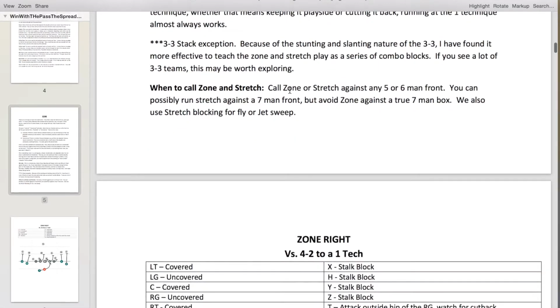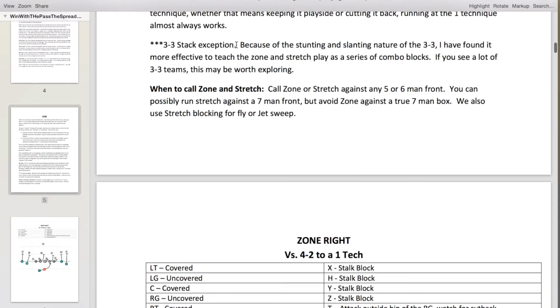Okay, here's the exception. I'll get to this when we talk about a 3-3 stack, but because of the stunting and slanting nature of the 3-3, I found it more effective to teach zone as a series of combos. So that's kind of what I was talking about before. So the guard and tackle are going to combo the defensive end and the outside backer.